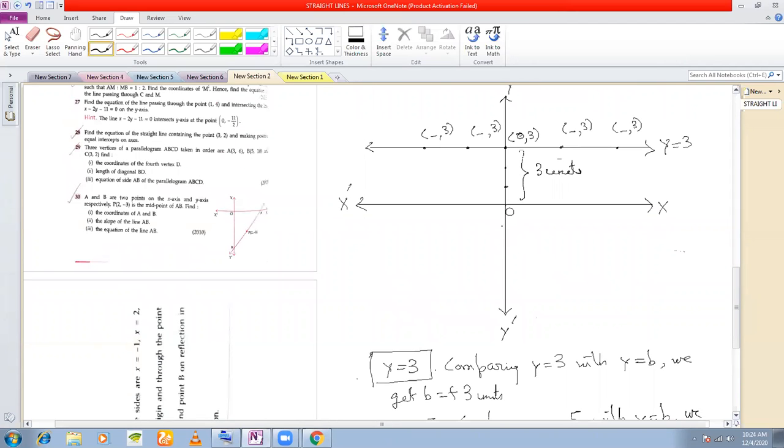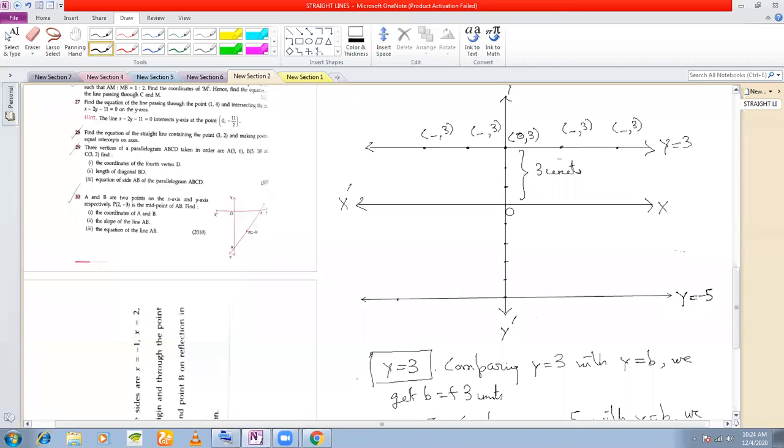Therefore, how will you draw minus 5? y is equal to minus 5 has to be parallel to the x axis. You take 5 units here, 1, 2, 3, 4, 5 units. And then you draw a straight line that passes through this point and parallel to the x-axis. So this is your equation, y is equal to minus 5.